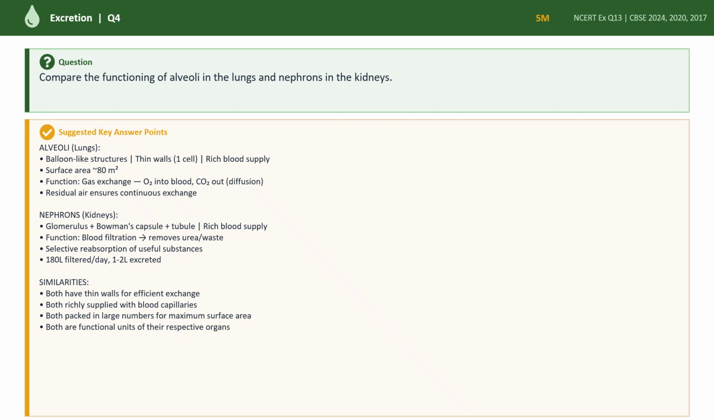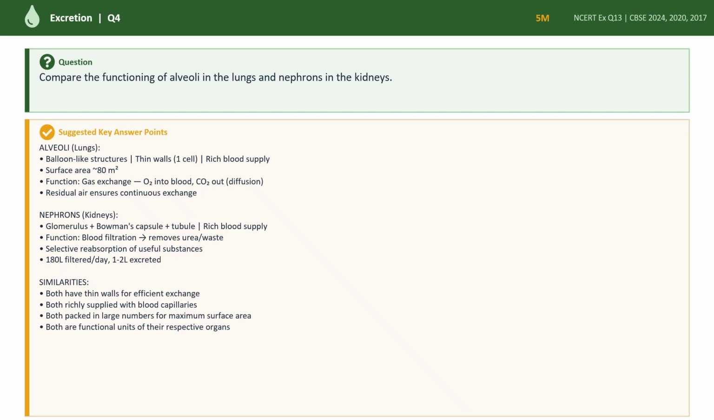This is a very important question. See, it's a 5-mark question. It has been asked in 24, 20 and 17 now. So alveoli is a balloon-like structure. They are thin-walled and rich in blood supply, and their surface area is approximately 80 square meters. Exchange of gases takes place: oxygen is given into the blood and carbon dioxide is taken out by means of capillaries, that is, the diffusion process is undergoing.